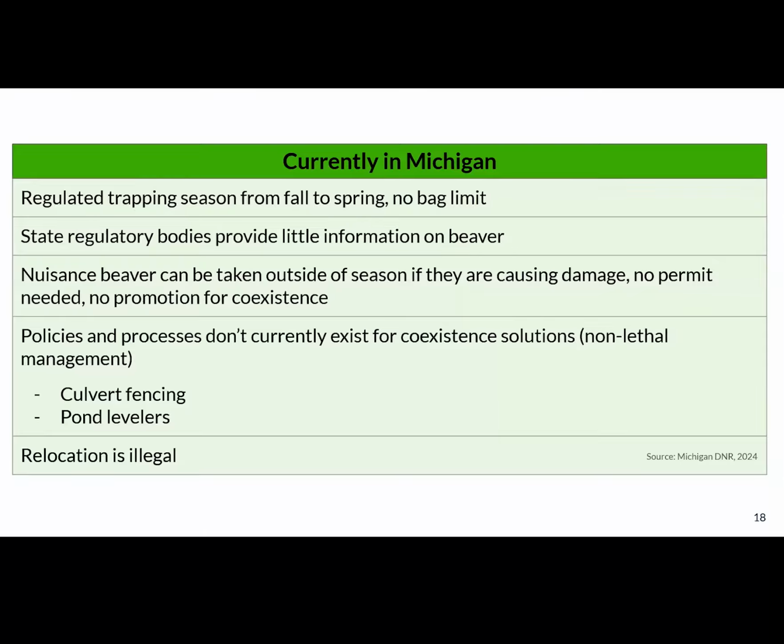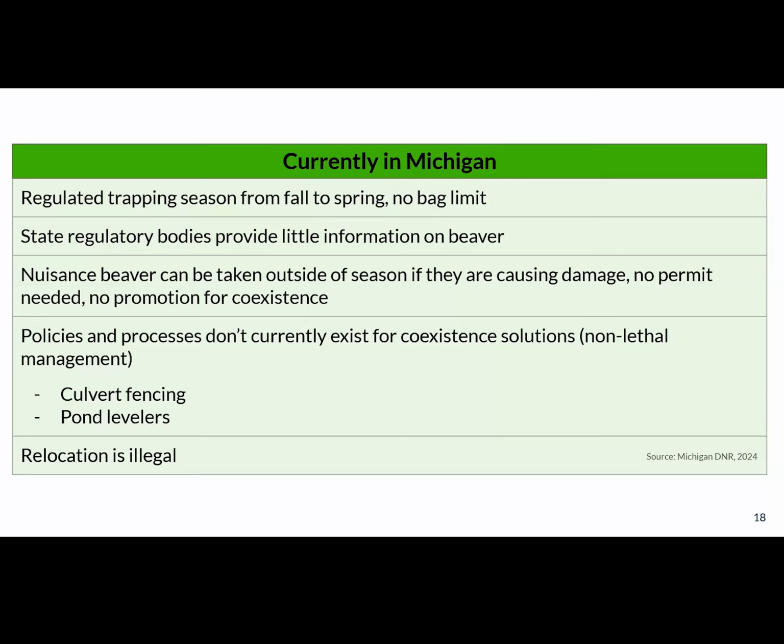Also, we found that policies and processes don't currently exist for coexistence solutions. So it's really hard for people to make those decisions about moving away from lethal management, because there's not a lot of direction to go.